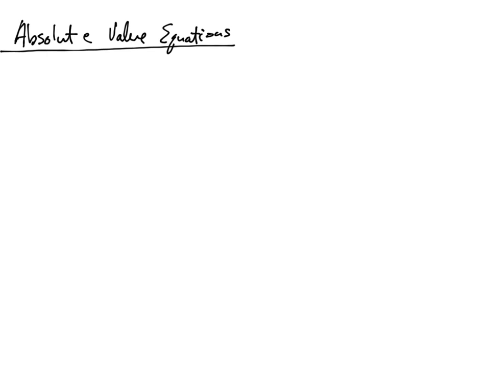Next up, let's look at absolute value equations. Absolute value equations are simply equations where the variable is inside of an absolute value symbol. So if we remember an absolute value, let's say we have the absolute value of x is equal to 5. Well, x could be equal to positive 5 here, but x could also be equal to negative 5. Because if we take the absolute value of negative 5, we also get positive 5.